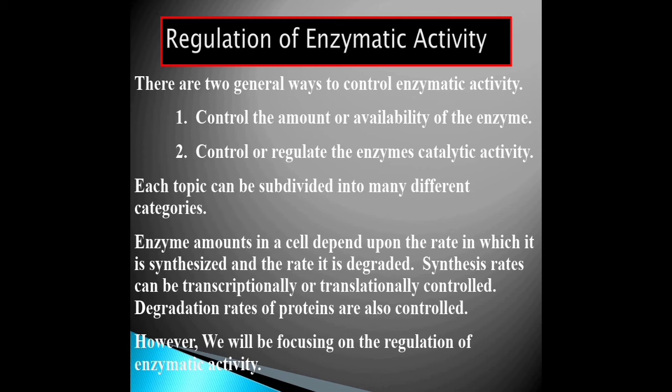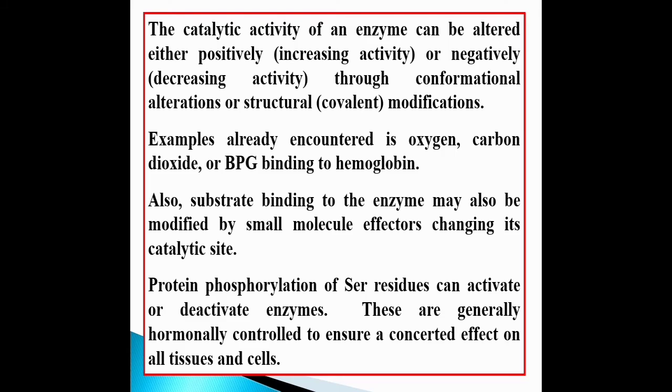Enzyme amount in a cell depends upon the rate at which it is synthesized and the rate at which it is degraded. Synthesis rates can be transcriptionally or translationally controlled. Degradation rates of protein are also controlled. However, we will be focusing on the regulation of the enzymatic activity.